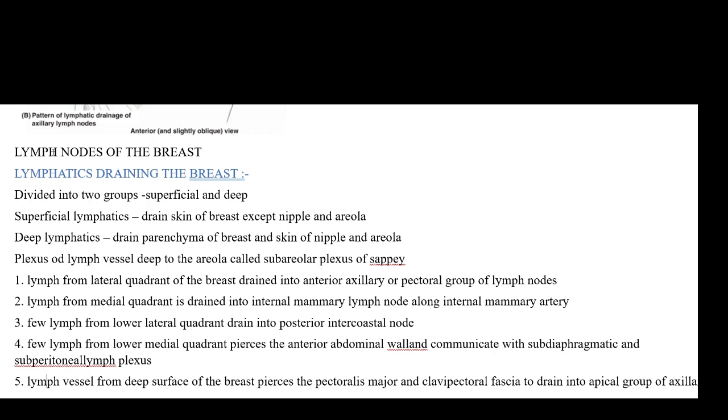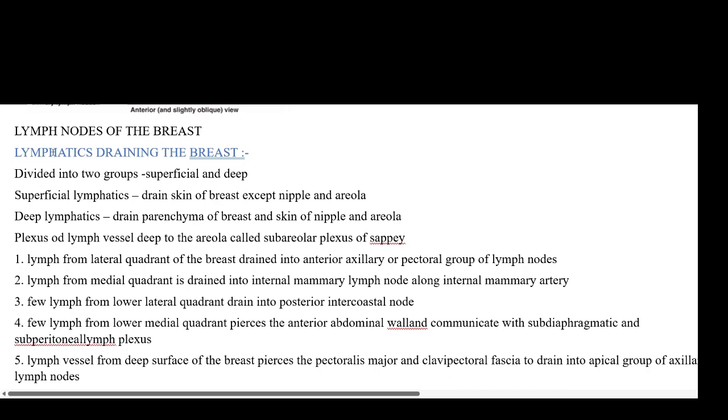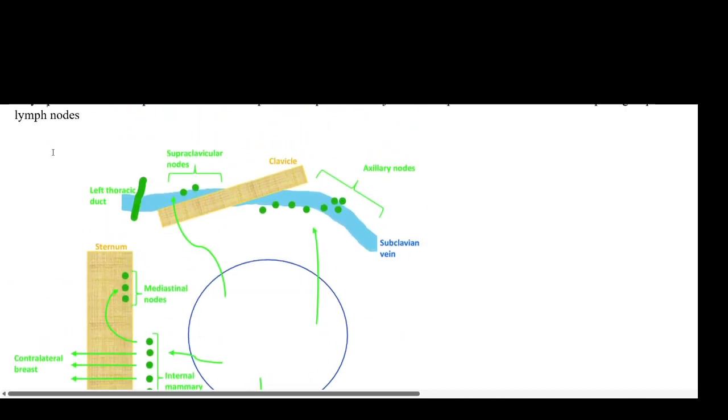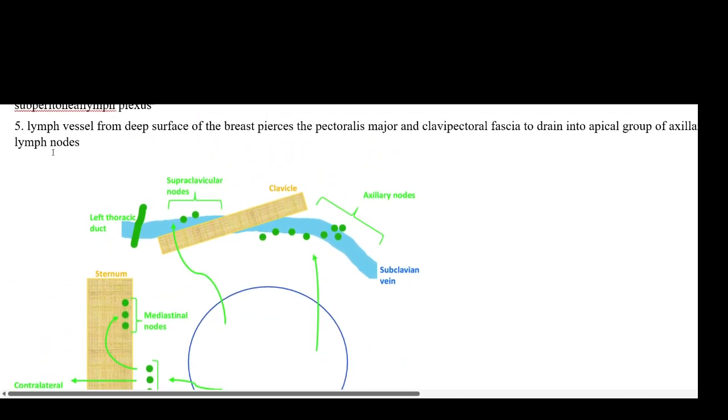Lymph vessels from the lower medial quadrant pierce the anterior abdominal wall and communicate with the subdiaphragmatic and the subperitoneal lymph nodes, and lymph vessels from the deep surface of the breast pierce the pectoralis major and clavipectoral fascia to drain into the apical group of axillary lymph nodes. Okay, you can easily see this in the diagram.